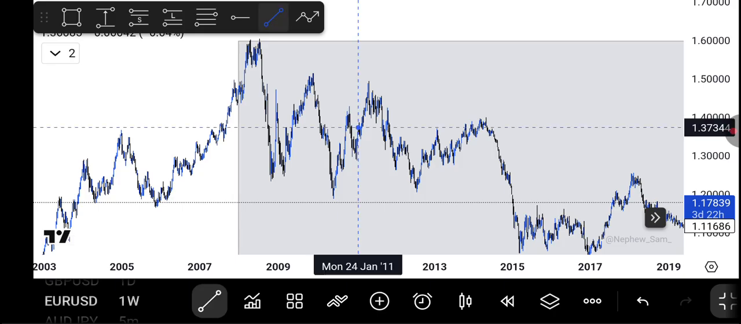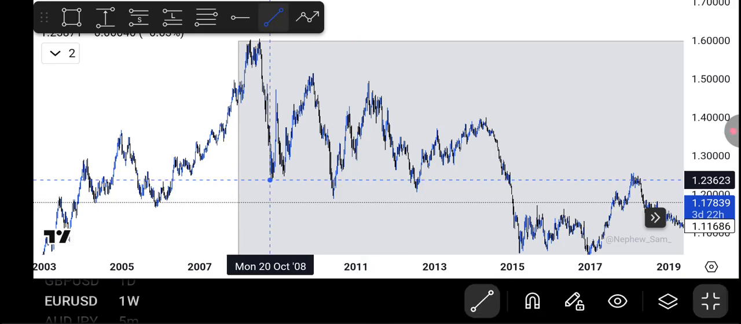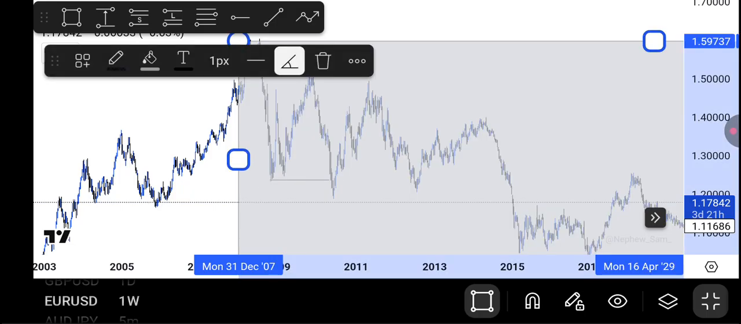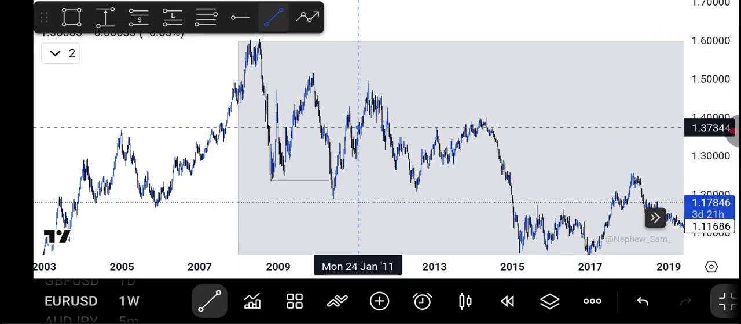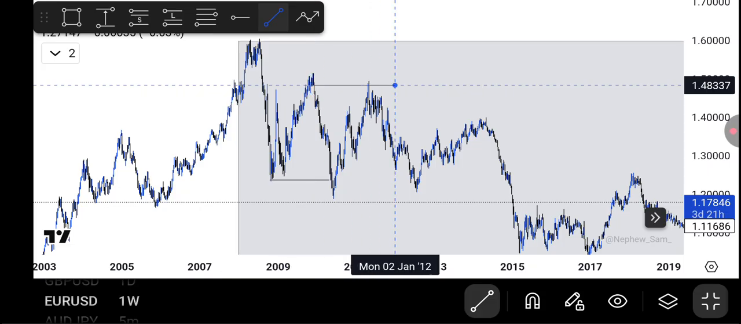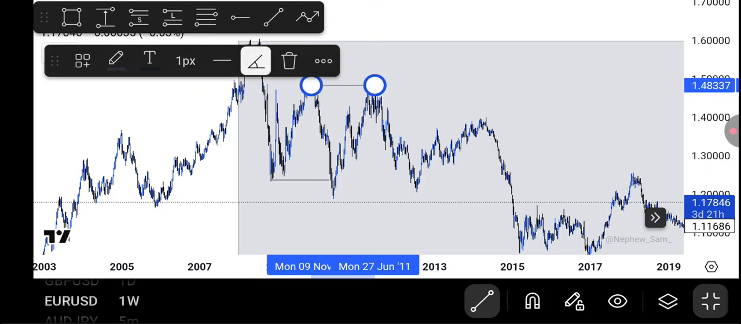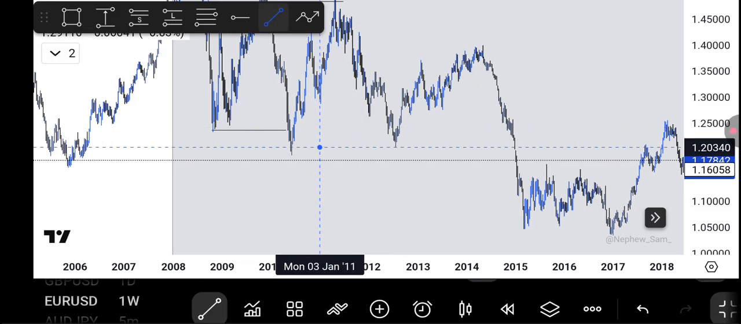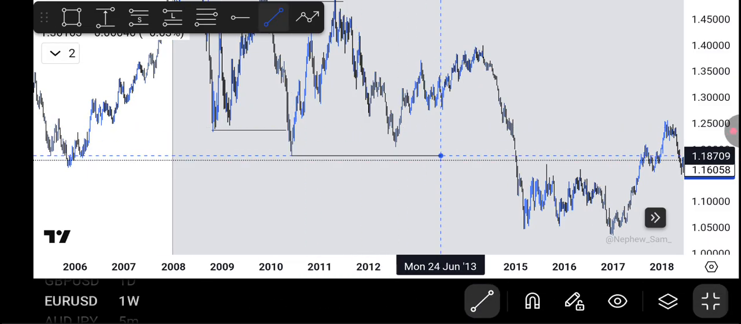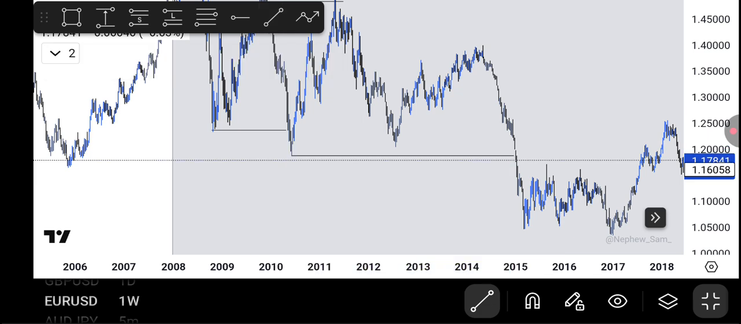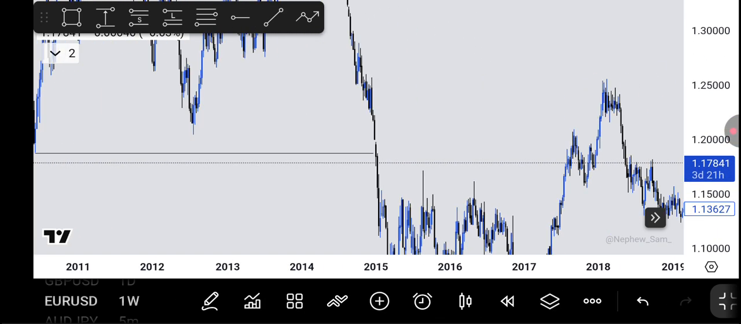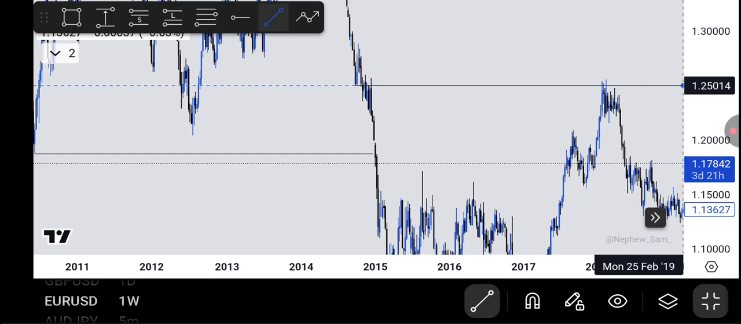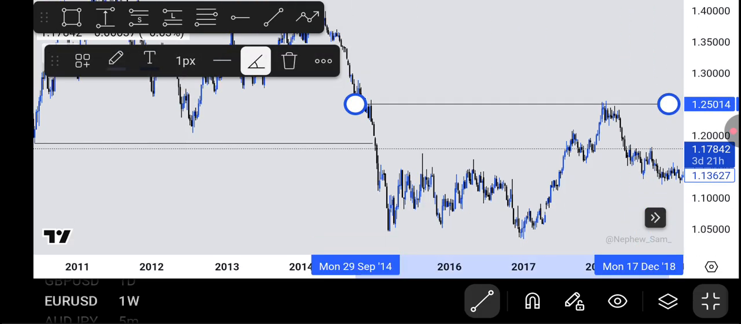So from here, what can we see? We have a break of structure, and the market is reacting to one point of interest at that area. Don't forget that this is weekly time frame, and also we have a break of structure to the downside. And we have something we call breaker block at this area, which the market is reacting to.